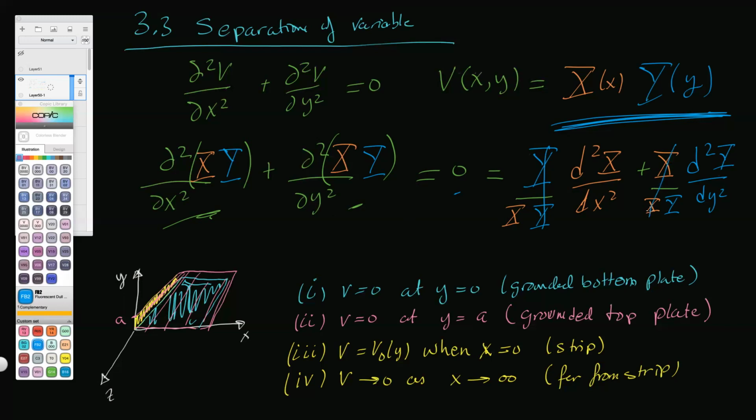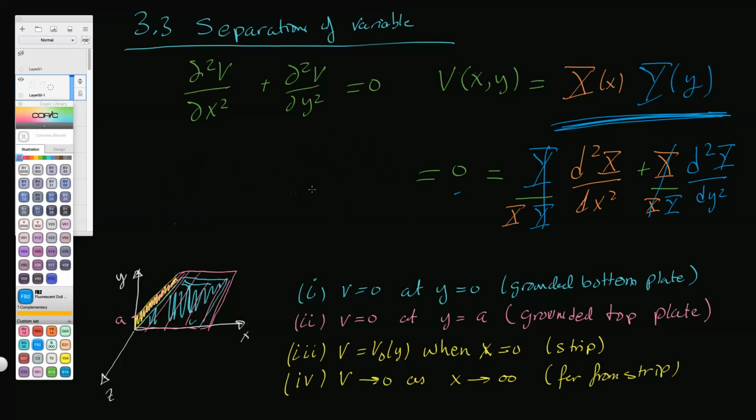And we don't get two equations, my bad, we get two terms. So you get 1 over X in orange, 1 over X, d squared big X, d little x squared, plus we get in blue 1 over Y, d squared Y, d little y squared, right? And that's equal to 0.